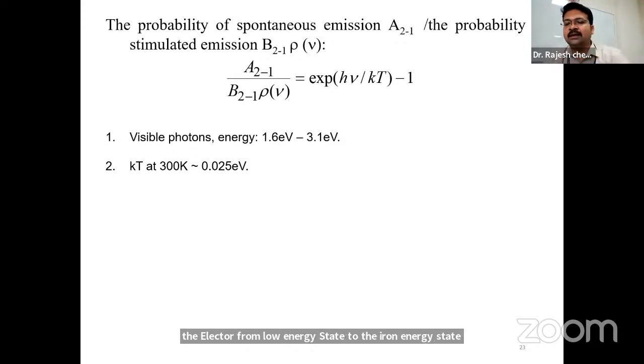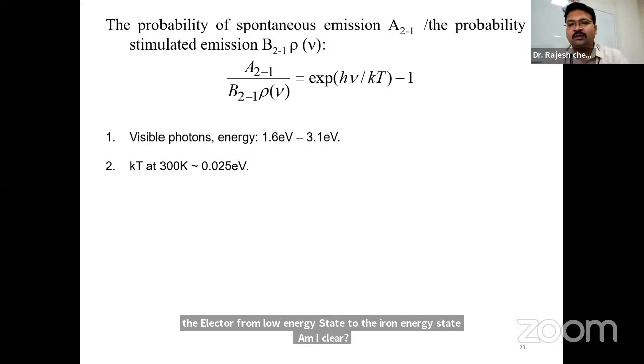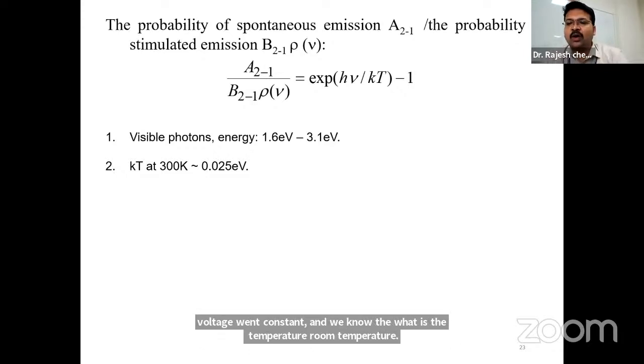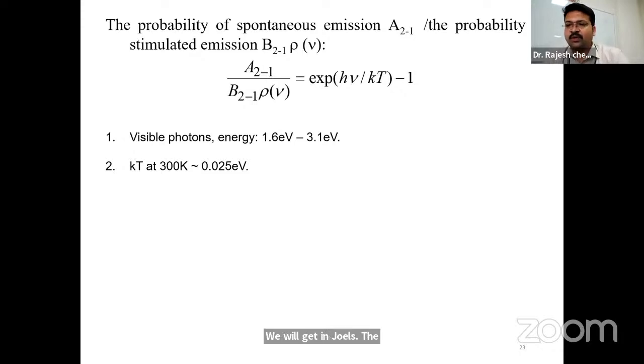What is the room temperature? With the room temperature, what is the energy we have? This is a very important question in competitive exams. 0.025 electron volts. How did I get it? We know the Boltzmann constant and we know the room temperature. We will get it in joules. How can we convert joules into electron volts? 1 joule is equal to, anyone? 1 electron volt is equal to 1.6 into 10 to the minus 19 joules, right? Just divide by that. So you should remember that also.